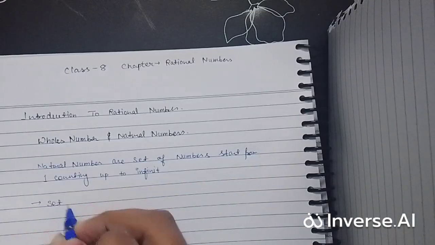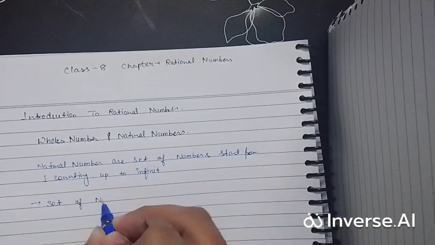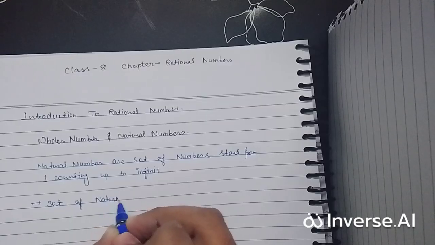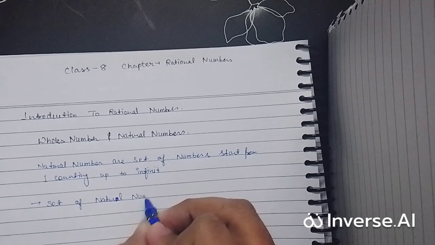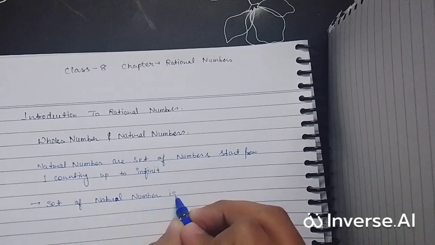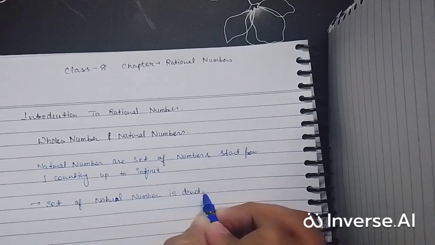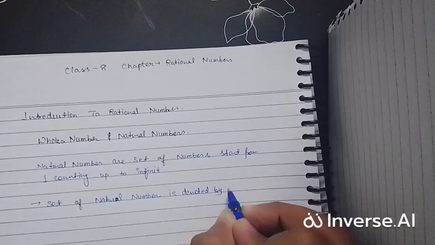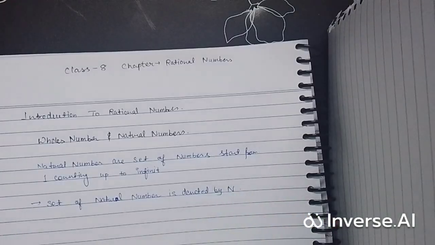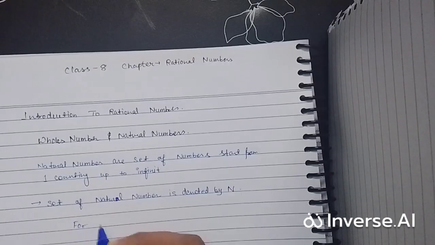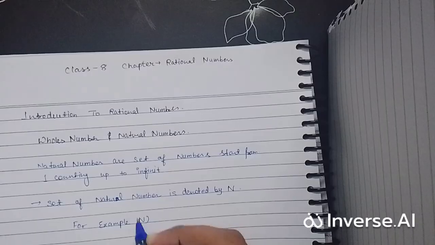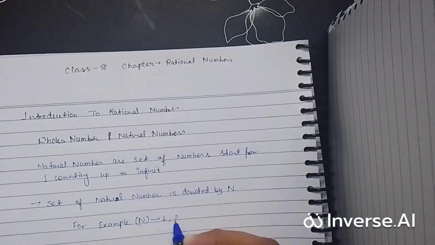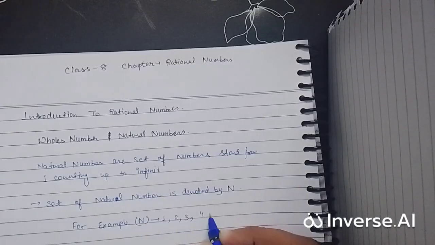The set of natural numbers is denoted by N. For example, N is 1, 2, 3, 4 and so on.